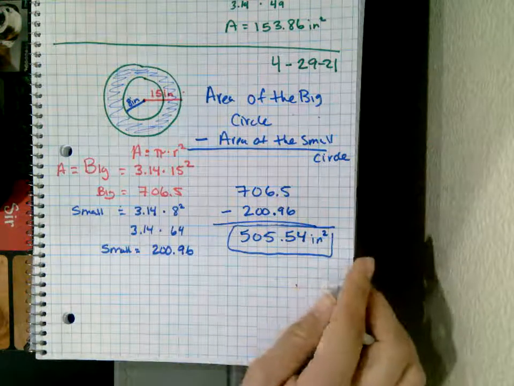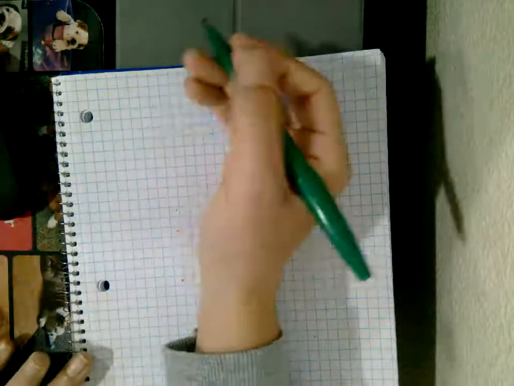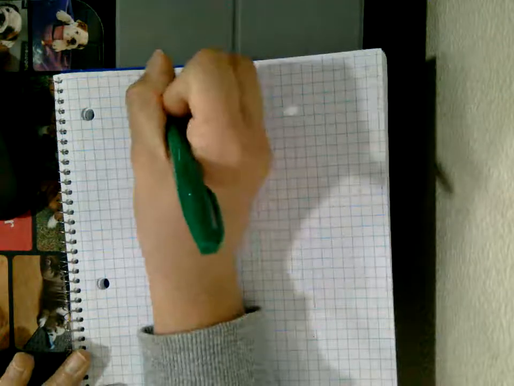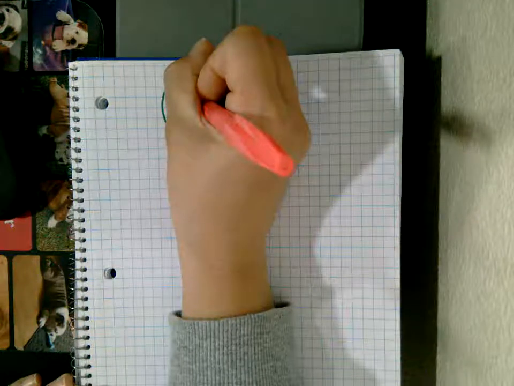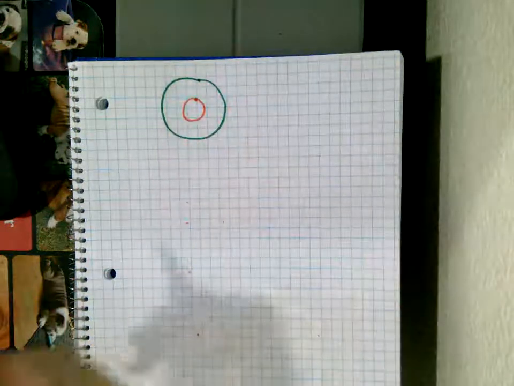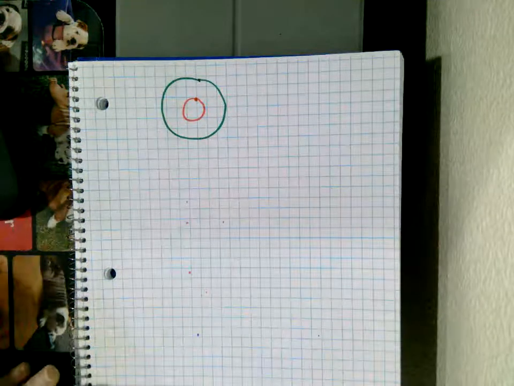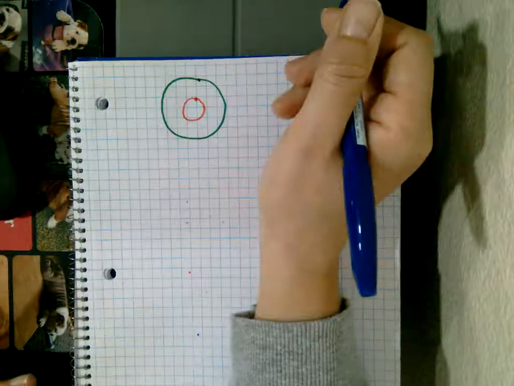Okay, so let's try another one like this. Let's say I have the green circle. That's the big circle, the green circle. And then I have a small inside pink circle. And then I'm going to format the numbers a little bit differently.